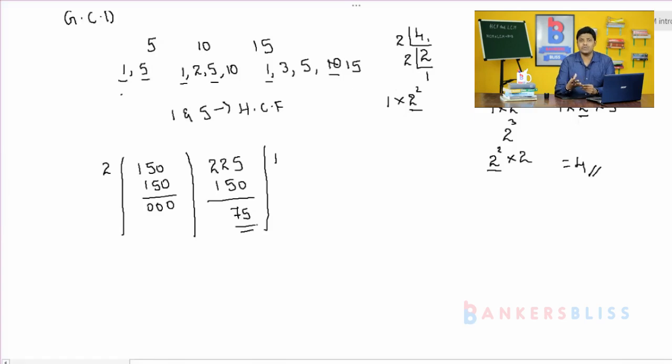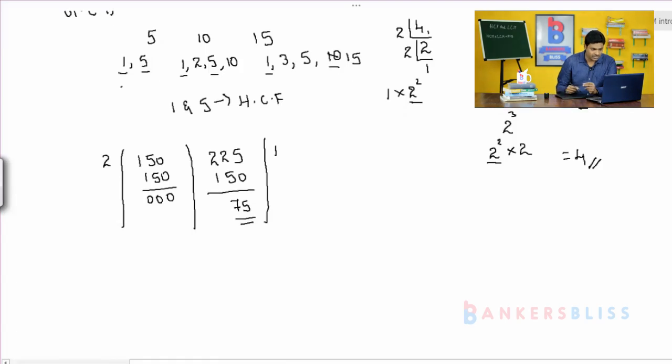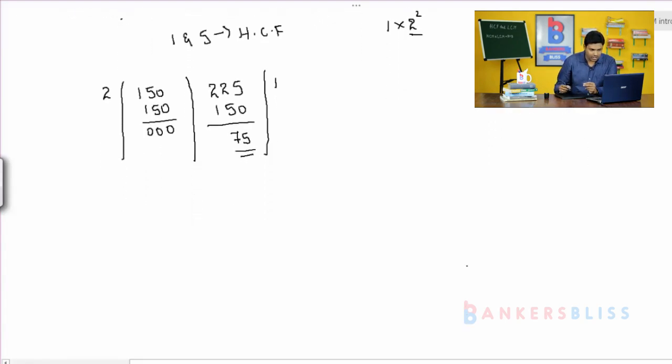If you get 3 numbers instead of 2 numbers, and you have to identify the HCF for those 3 numbers, consider an example. Consider the 3 numbers. Let it be 75, 216 and 170.